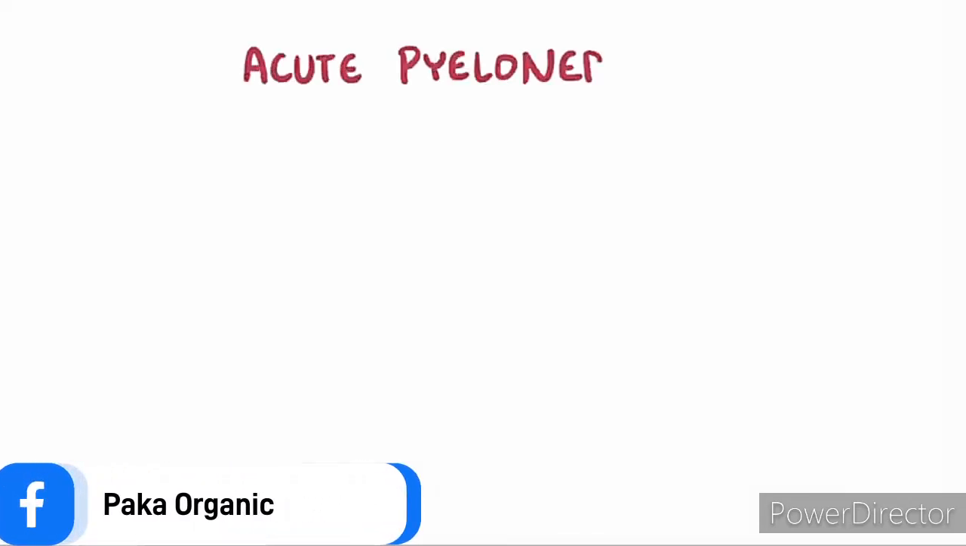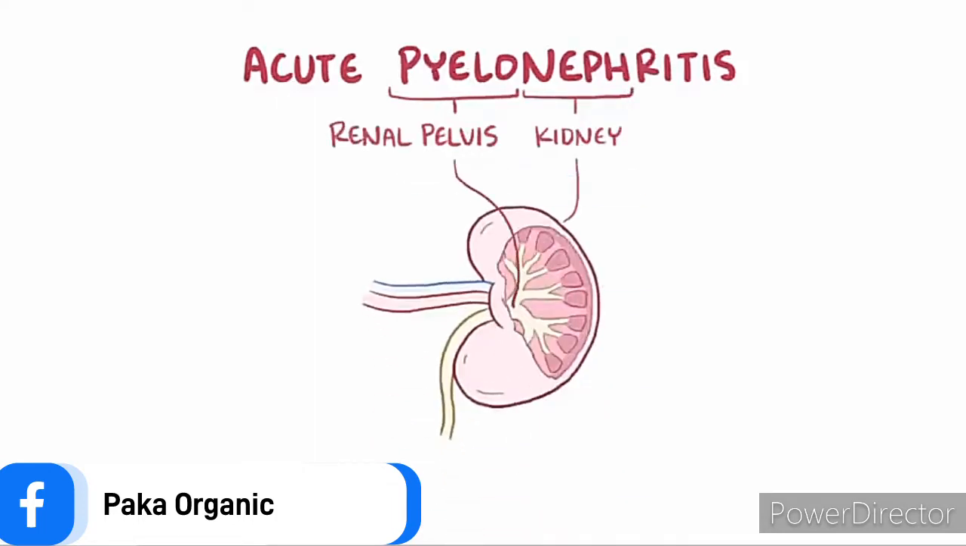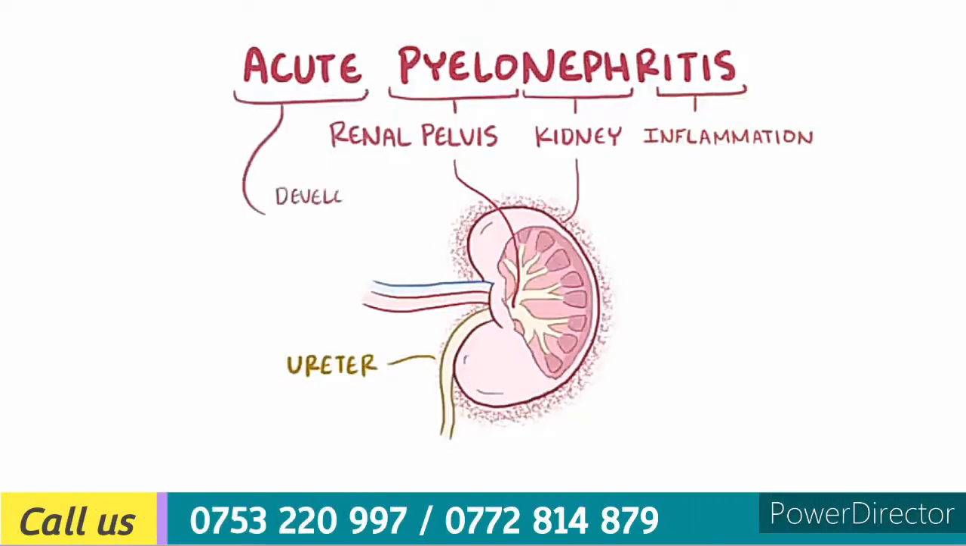With acute pyelonephritis, pyelo means pelvis, and neph refers to the kidney. So in this case, it's the renal pelvis, which is the funnel-like structure of the kidney that drains urine into the ureter. And itis means inflammation. So acute pyelonephritis describes an inflamed kidney that develops relatively quickly, usually as a result of a bacterial infection.